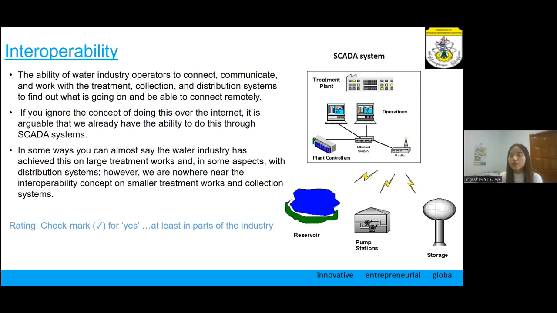So in some way, you can almost say that the water industry has achieved this on large treatment works and in some aspects with distribution systems. However, we are nowhere near the interoperability concept on smaller treatment works and collection systems. So as for the rating of interoperability, we can say yes, at least in part of the industry.